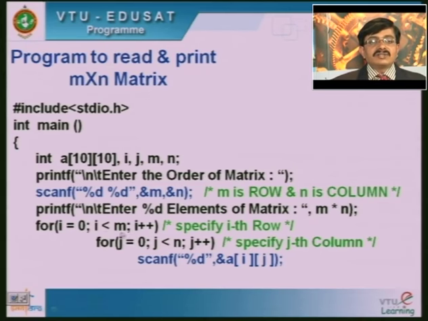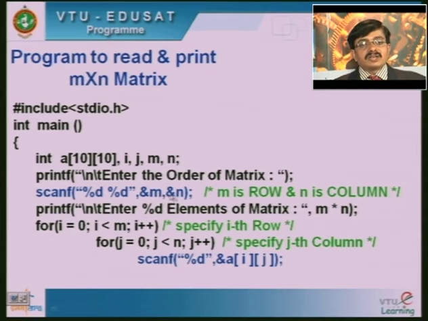Now for i = 0, i < m, i++, j = 0, j < n, j++, I will be reading all the elements of the matrix. If it is a 5 cross 5 matrix, then 25 elements I will be reading with respect to this particular scanf statement. And when you are mentioning the row and the column size here, we have to make sure that since the array is declared as 10 cross 10, 10 is the row size, 10 is the column size, the m and n value cannot be greater than 10.